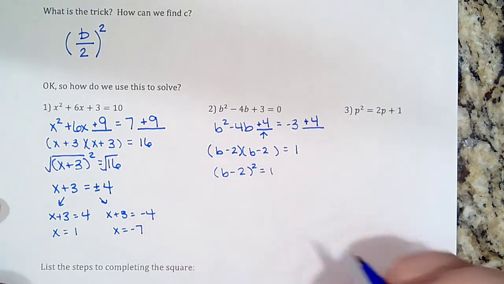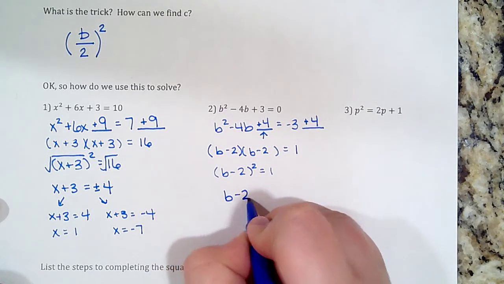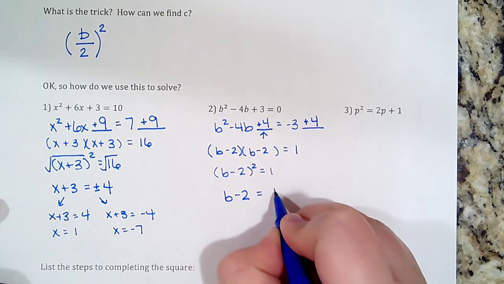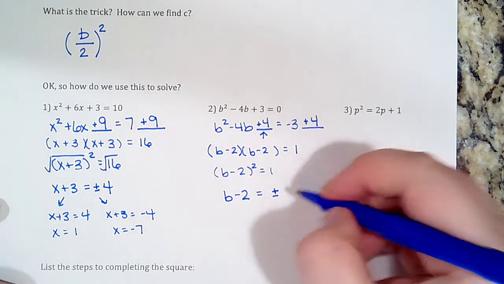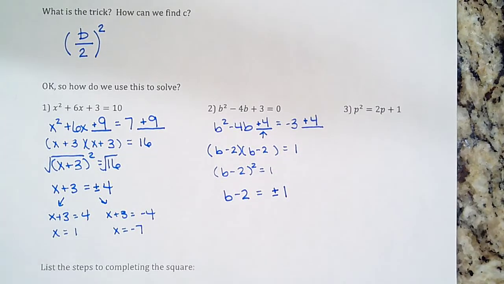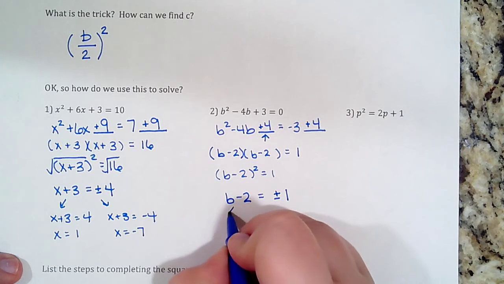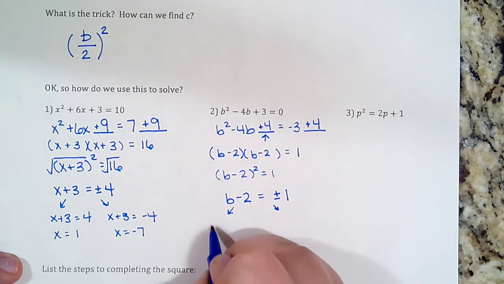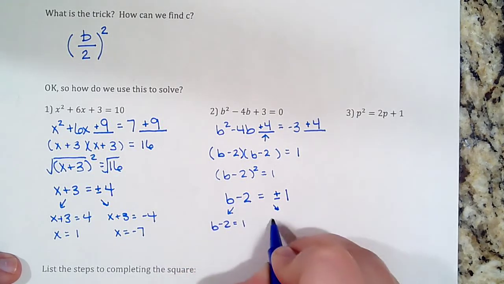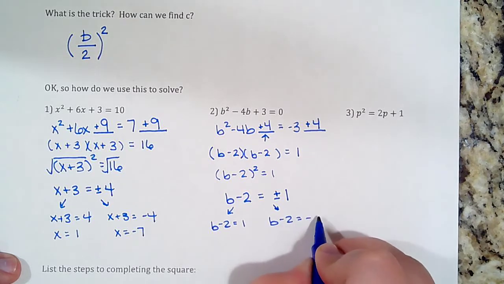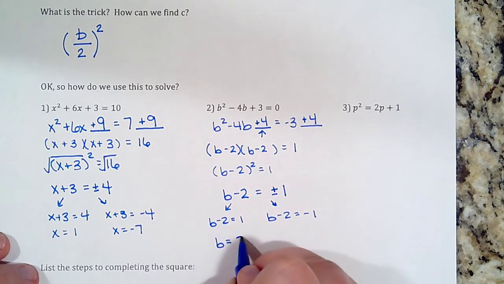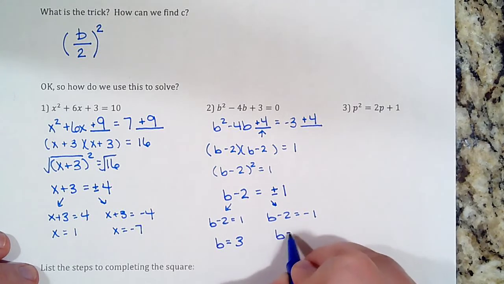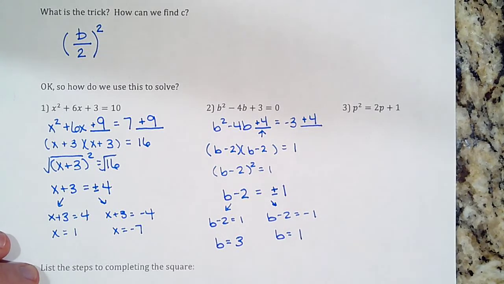Take the square root of both sides, and we're left with b minus 2 equals plus or minus. Now, what is the square root of 1? Well, lucky for us, it's just 1. Let's keep going then. Move into our two solutions. b minus 2 equals positive 1, b minus 2 equals negative 1, and our final solutions here are positive 3 and positive 1.